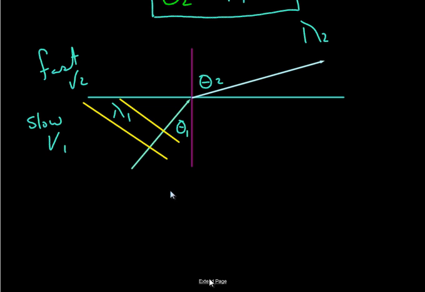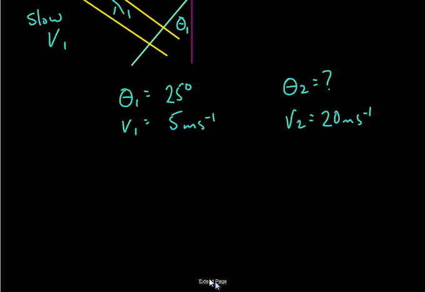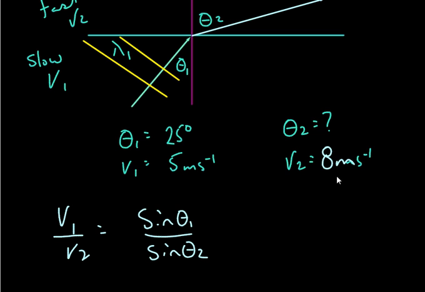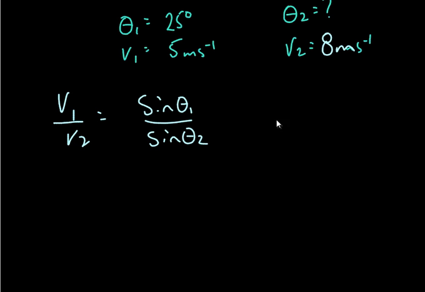So if we say theta 1 equals 25 degrees, okay, and we say that V1 equals 5 meters per second, and we say that V2 equals 20 meters per second, theta 2 equals question mark. Just before we go about solving this, I just want you to change this to 8 meters per second. 20 meters per second is too high, and something weird will happen, which we haven't got to yet. We'll exceed what's called the critical angle. We don't want to do that. So let's drop that down to 8 meters per second and solve it that way.